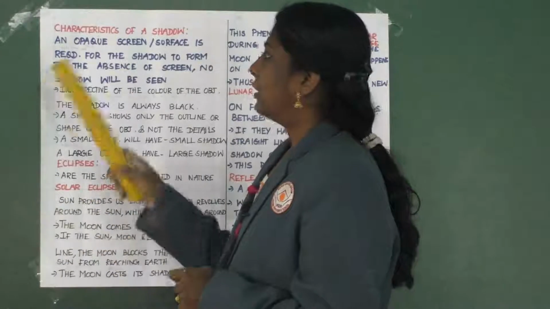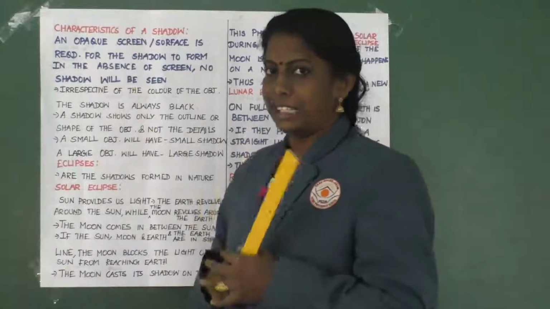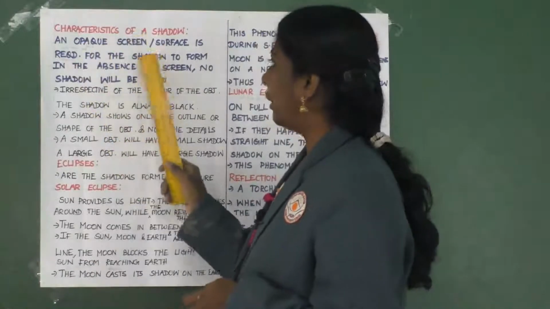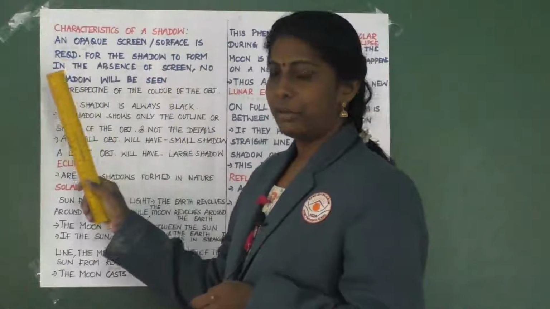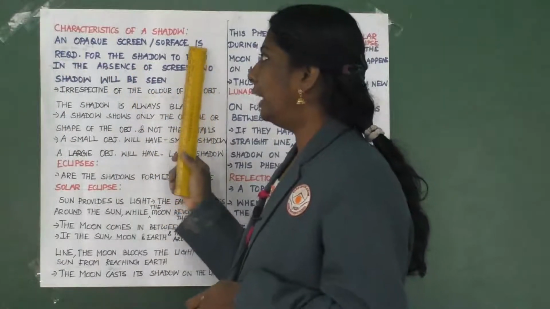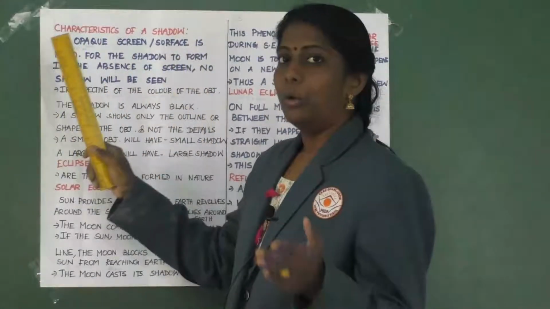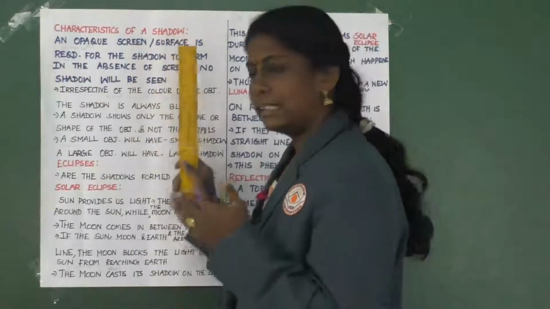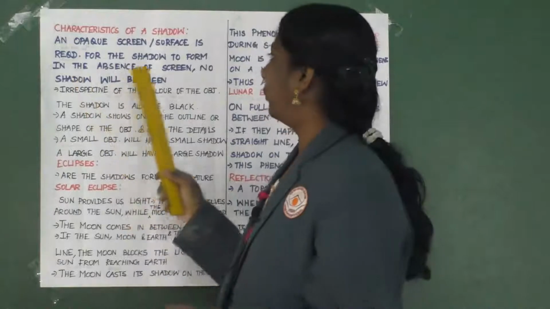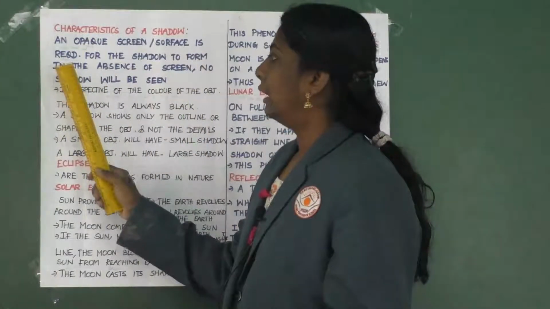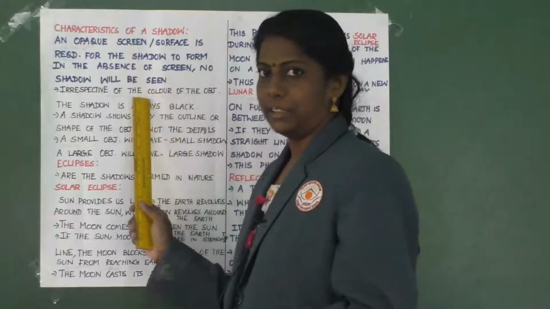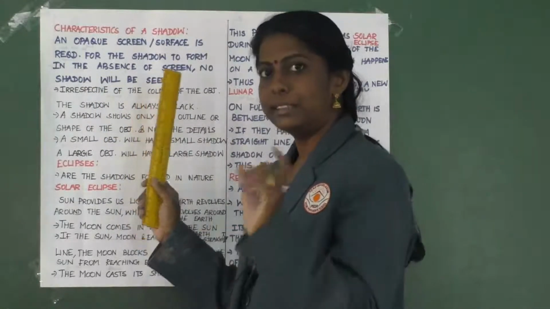What are the different characteristics of a shadow? An opaque screen or surface is required for the shadow to form. So what do you need? You need an opaque screen or a surface for getting the shadow. In the absence of a screen, no shadow will be seen.